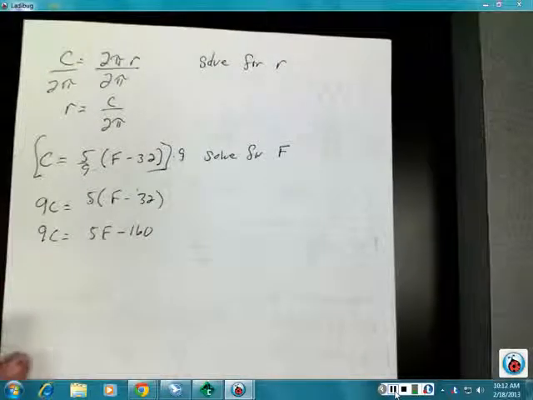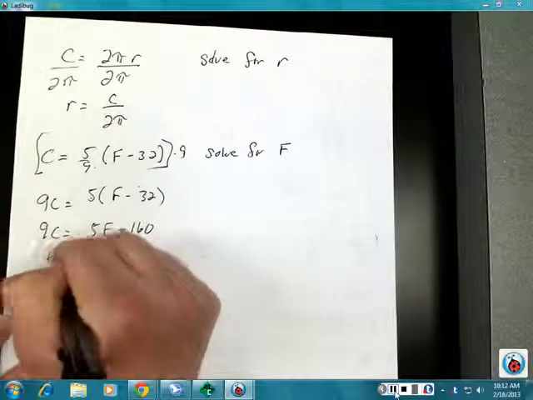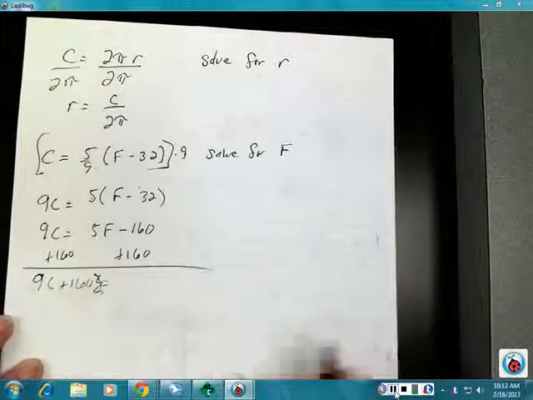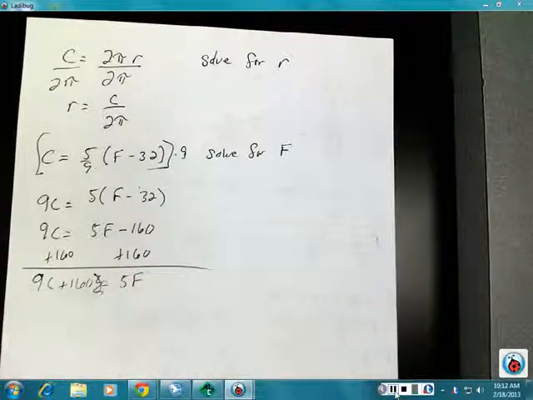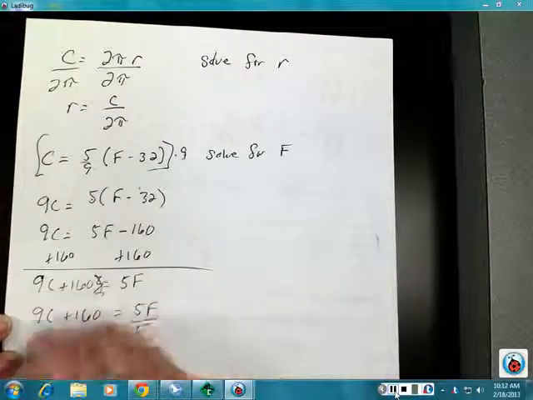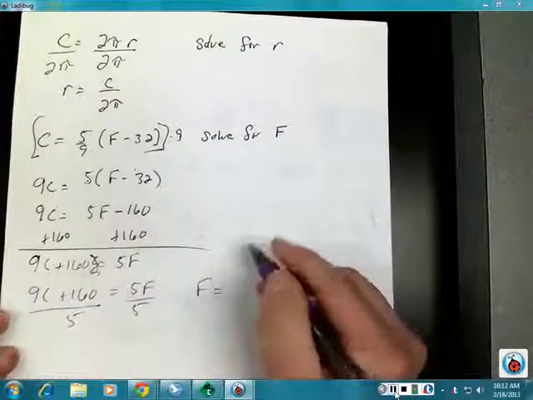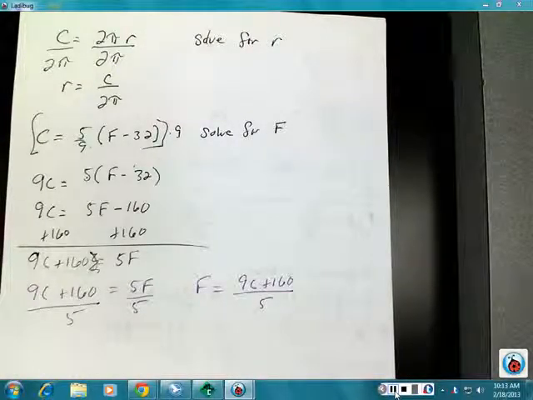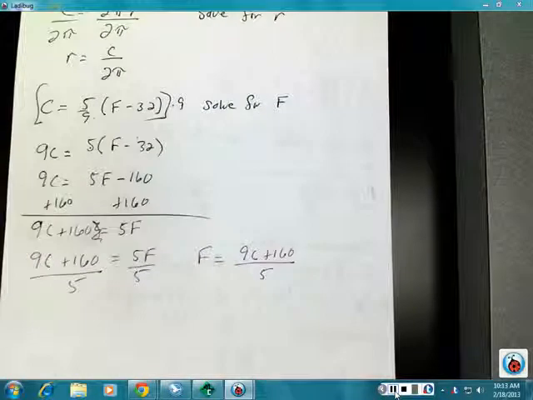And we're going to get F by itself, so what should I do now? Yeah. Add 160. Gives me 9C plus 160, whoops, no, parenthesis is there, is equal to 5F. So, now how do I get rid of the 5? So this is really 9C plus 160 equals 5F. Divide by 5, and I find F is equal to 9C plus 160 all over 5. And that would be my solution. Okay? So you're just kind of manipulating and getting something by itself to see what your values come out to be with that one.